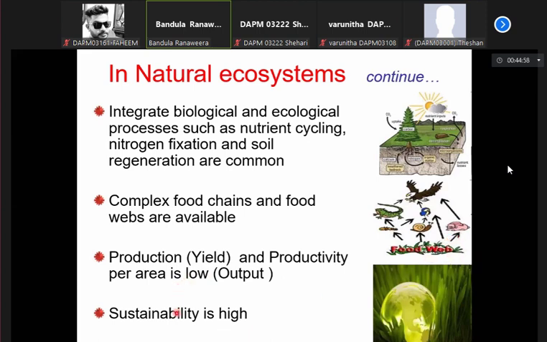Another point you mentioned, I think, is that in a natural ecosystem the productivity is lower, and in an agro ecosystem the productivity, or output, is higher. Okay, we will just accept that for the time being. And the last thing mentioned here is that in nature, the sustainability is higher.